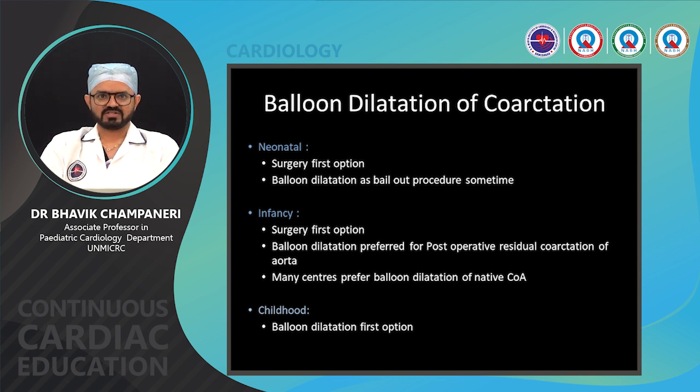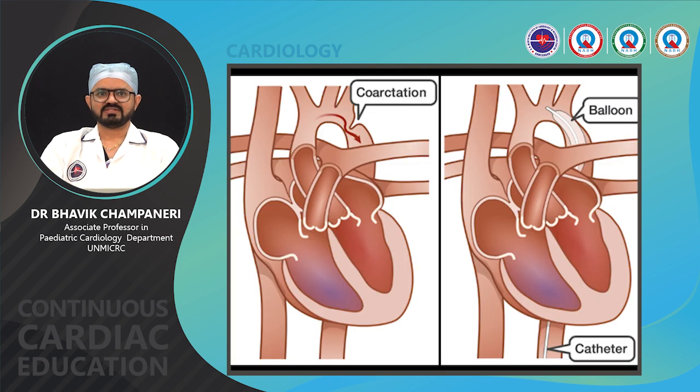So coming to balloon dilatation of coarctation of aorta. In neonatal life, surgery is the first option. Balloon dilatation can be done if the patient is very sick and you want to bail out this patient and buy some time. In infancy, surgery is again the better option, but balloon dilatation can be preferred if there is post-operative residual coarctation of aorta, and many centers nowadays perform balloon dilatation of native coarctation in infancy as a primary approach. In childhood, balloon dilatation is the first option, or sometimes we may have to do stenting of coarctation of aorta as well.